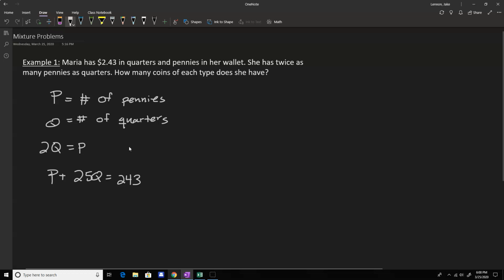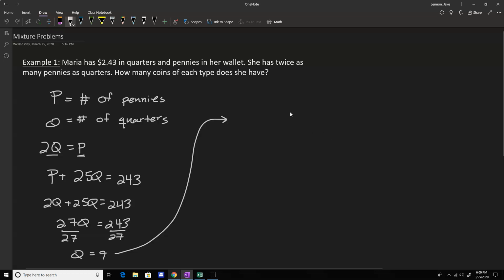Then what we can do is substitute. We want to take this equation and reduce it to a single letter. So our P in the equation we're going to replace by 2Q. So this P we're going to write as 2Q now, plus 25Q. This equals 243. 2Q and 25Q are like terms, so you can add them together and you get 27Q equals 243. Q is now being multiplied by 27, so we can divide by 27. So we have Q is equal to 9.